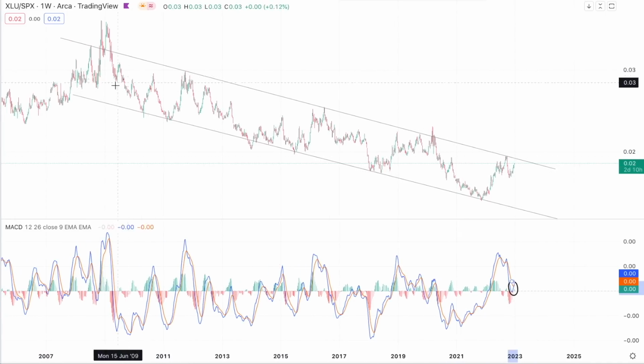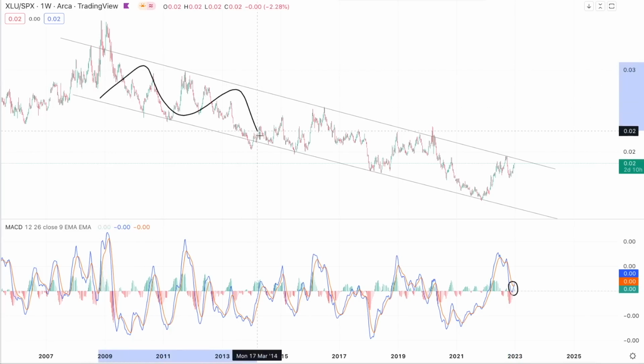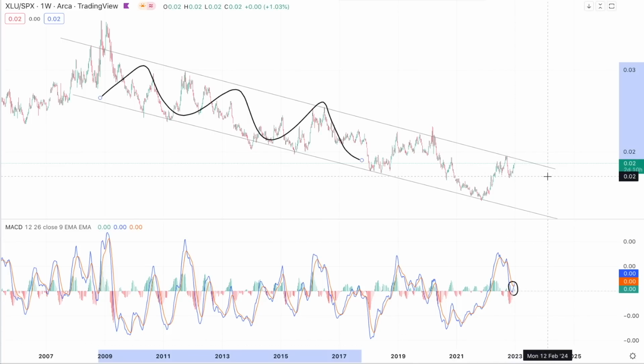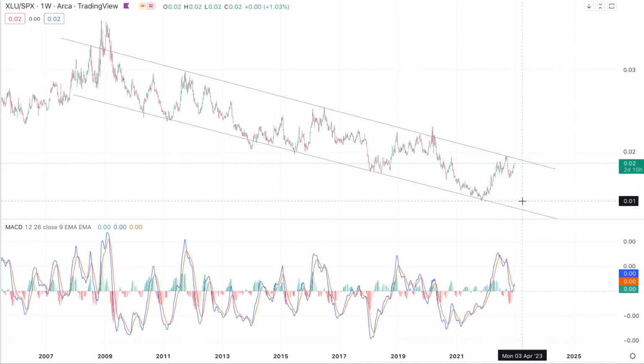Is this the end of this secular underperformance we've seen on utilities as we see momentum on XLU flip back into bullish territory, potentially breaking out of this downtrend? That's exactly what we're going to be taking a look at today.